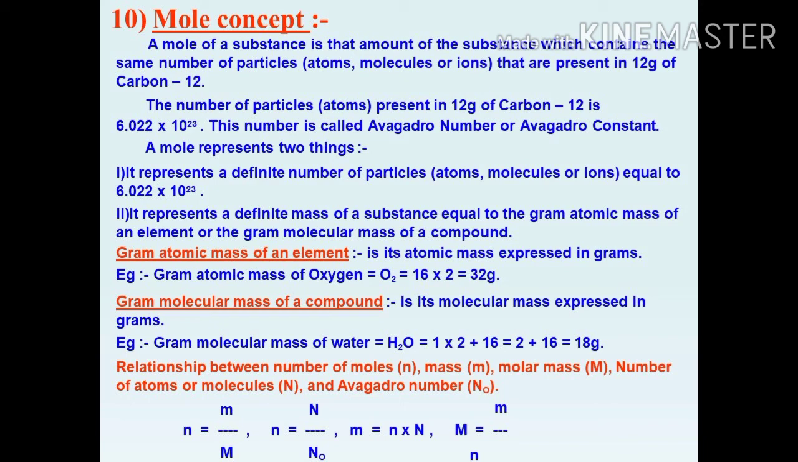So what is the relationship between the number of moles, mass, molar mass, and number of atoms or molecules? n, the number of moles, is equal to mass by molar mass. Again, n, the number of moles, is equal to number of atoms or molecules by Avogadro number. Next, for finding mass, mass equals number of moles into molar mass. Then molar mass equals mass divided by number of moles.